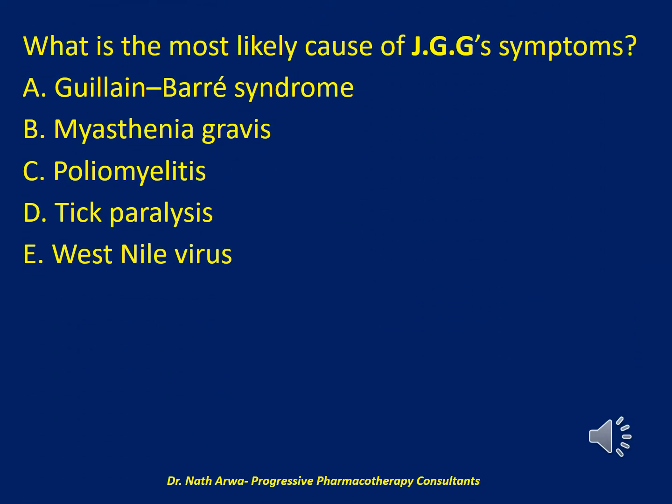So my question to you is, what is the most likely cause of JGG's symptoms? Is it A. Guillain-Barré syndrome, or B. myasthenia gravis, or C. poliomyelitis, or D. tick paralysis? Or is it E. West Nile virus? I will give you 10 seconds to choose the correct answer to this question from the listed options.